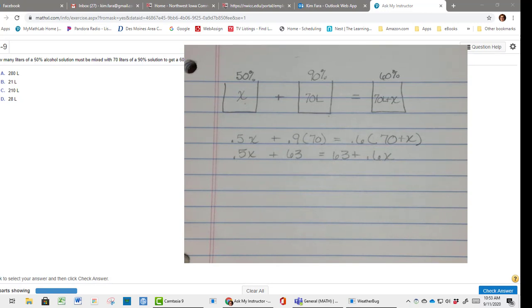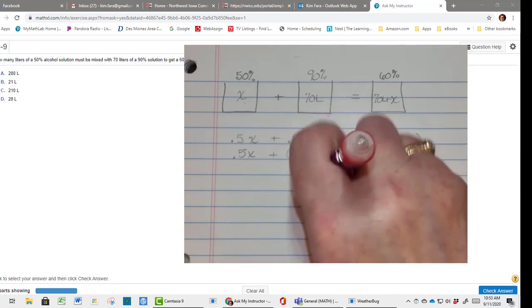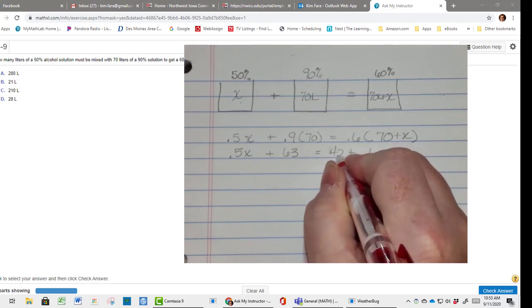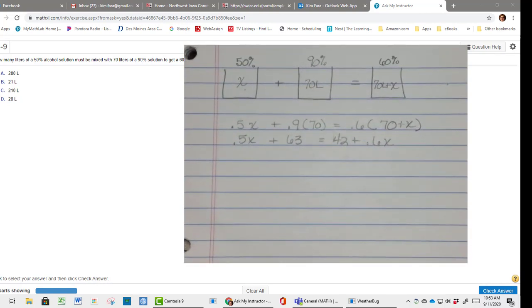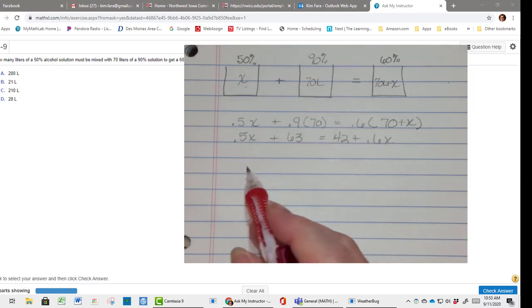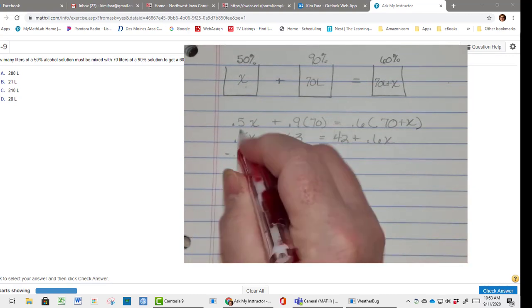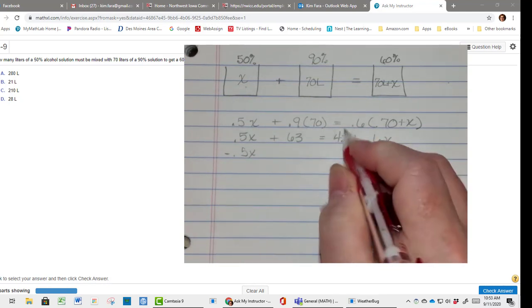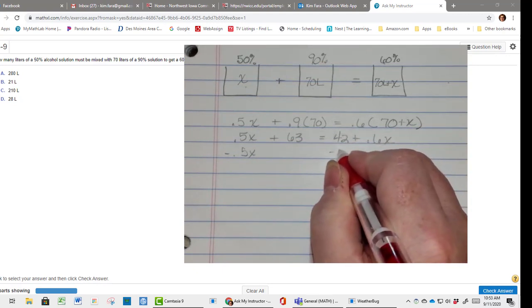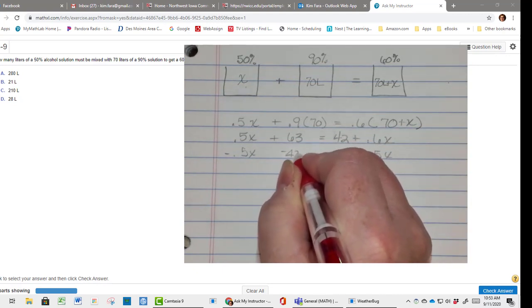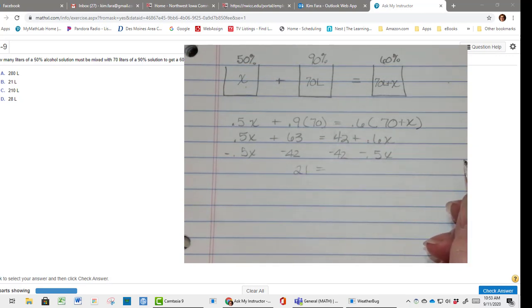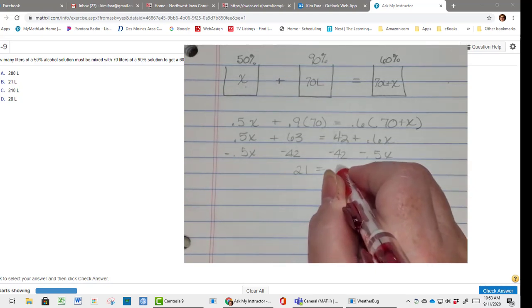Now what are we going to do? Let's get our x's all to one side, and something's not happening, and it's right here. 0.6 times 70 is 42. Sorry. Well, it'll make our math come out and make sense. So let's move our variables over to the right. And let's move our numbers over to the left. So what I get is I get 21 equals 0.1x.